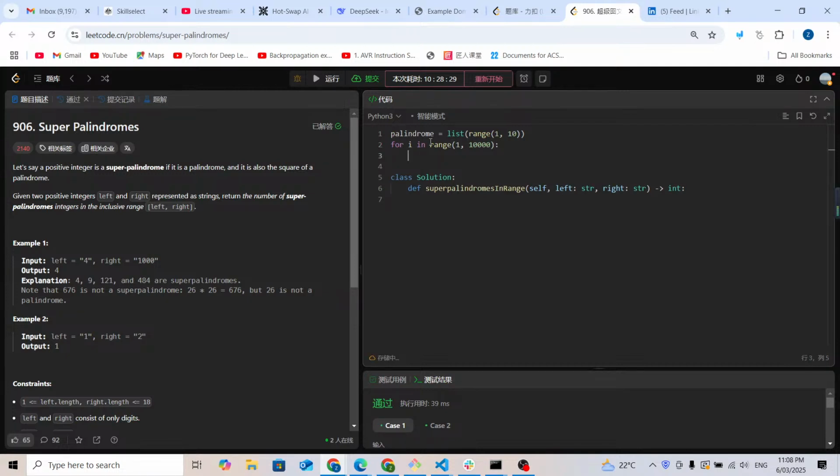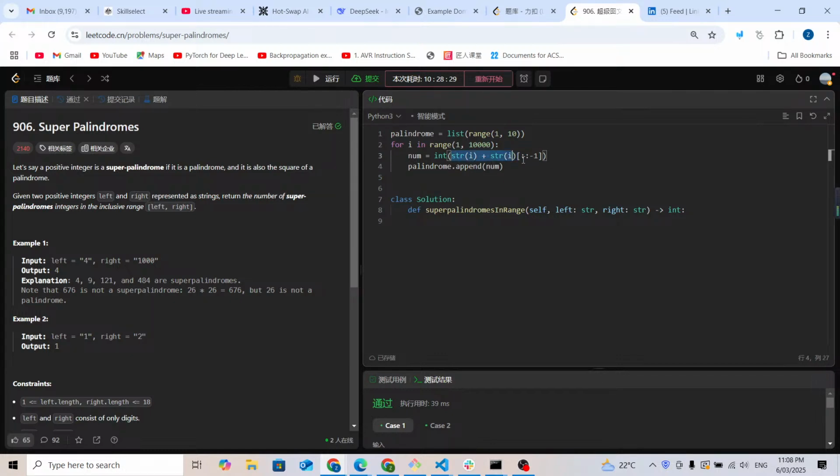And let's just prepare a number. So it's going to be an integer of string i plus string i reversed. Yeah, because we need to make a palindrome. And then we're going to put this number inside of the palindrome array. So this is one case, if the length of this string is even.